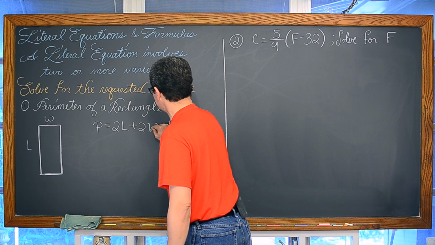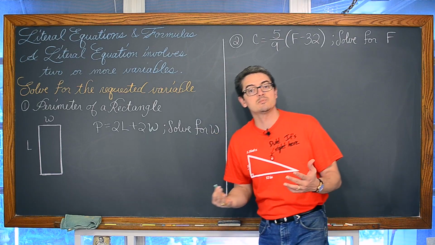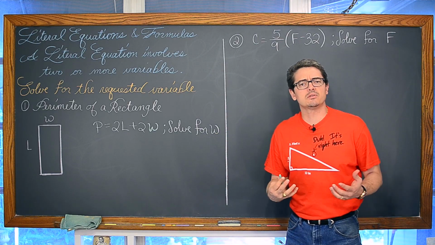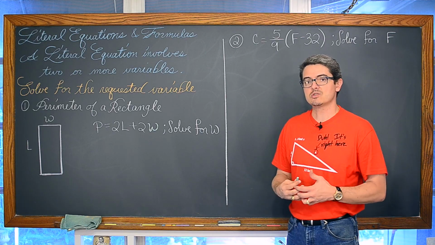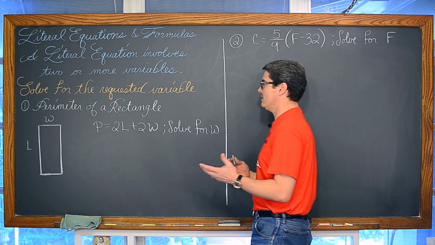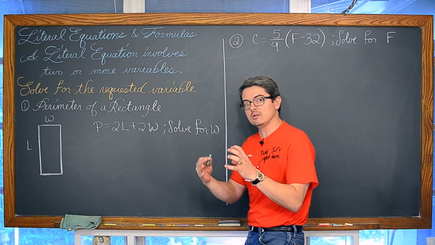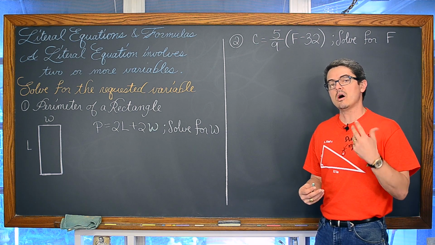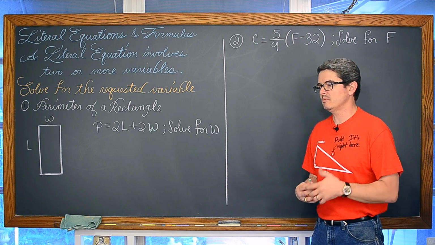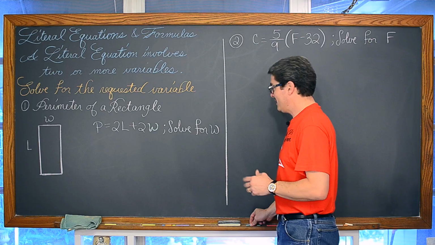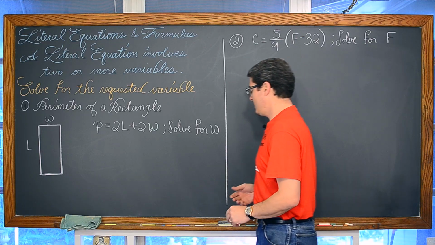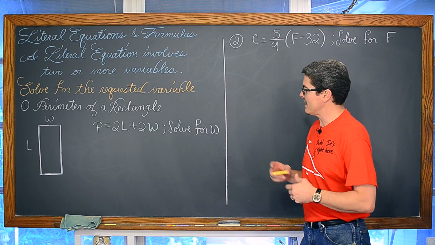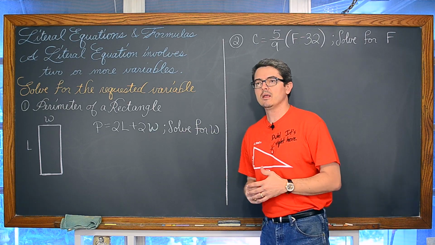And why would I want to do this? Well, I'm just going to simply do it because my teacher asked me to. Maybe I'm setting up an Excel spreadsheet for some kind of business application, and I want to have a cell in that box that, when I enter the perimeter and the length of a rectangle, can automatically tell me what the width is. There's a lot of use of formulas and literal equations in Excel spreadsheets for applications in the business world, just as an example. So we want to solve this for W.